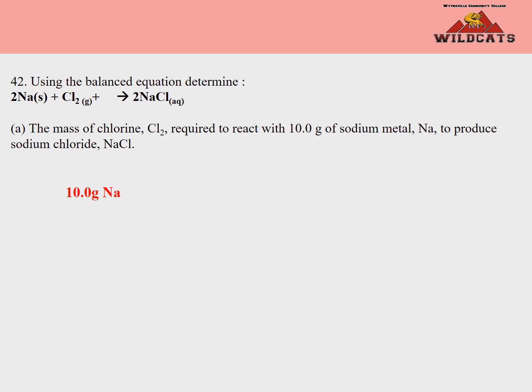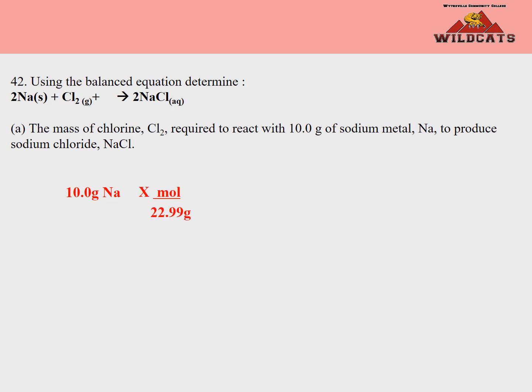So let's take a look at a couple of problems from your book. On number 42, we're going to use the equation for making sodium chloride. And we want to know how much chlorine is required to react with 10 grams of sodium metal. So notice we don't always have to do reactants and products.